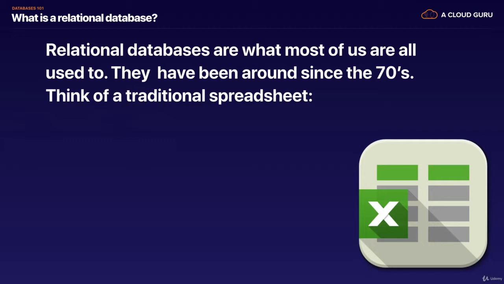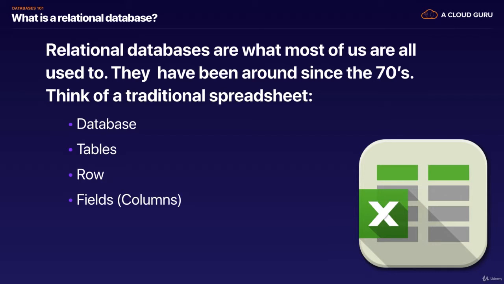Relational databases are what most of us are used to. They've been around since the 1970s. I want you to think of a traditional spreadsheet. If you use Excel, Excel is saved in a file, might be your cost.xls or something like that. So that's essentially the database itself. Then if you go into that file, you've got different worksheets, and those are different tables. And inside your tables, you've got rows and you've got columns or fields. So that's all a database is.